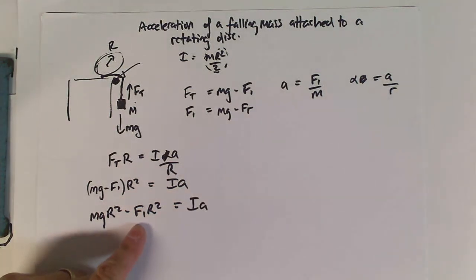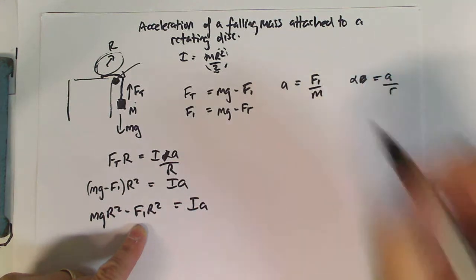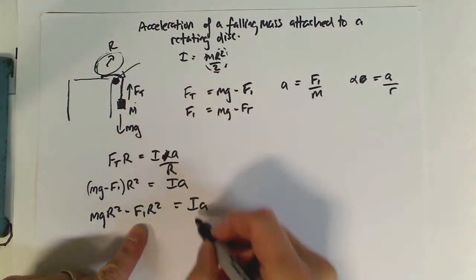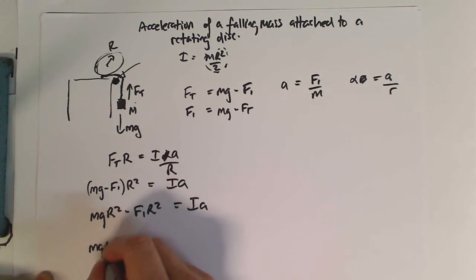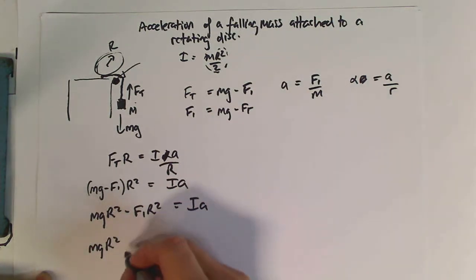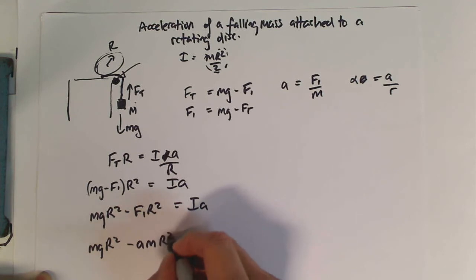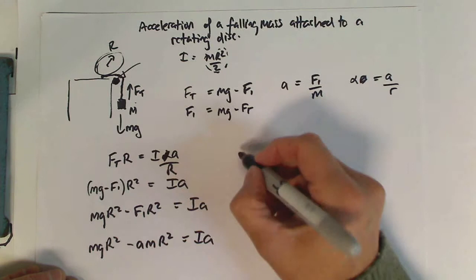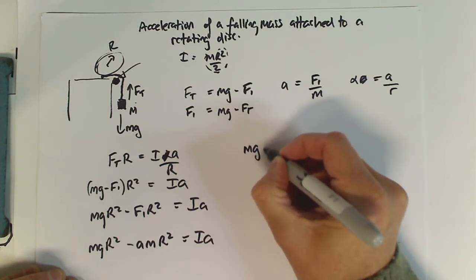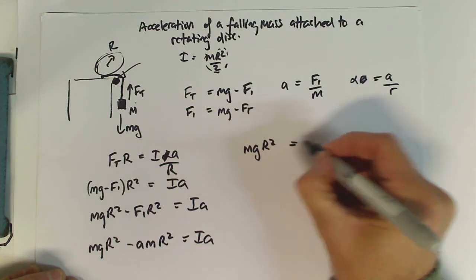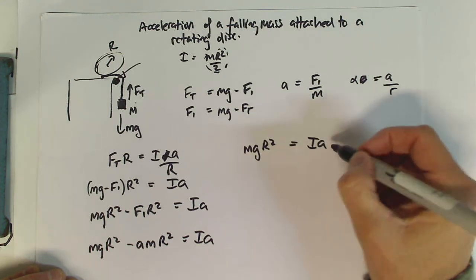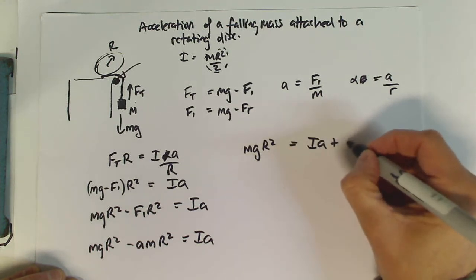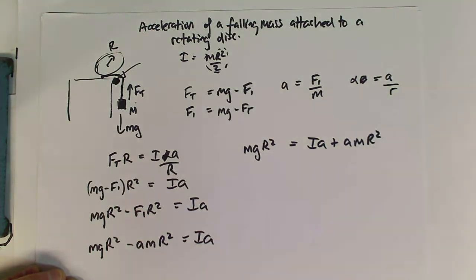Looks like we've got another substitution coming up with the F1. F1 is equal to AM from there. So we can go mg big R squared minus AM big R squared equals IA. Now what we're going to want to do is get the A's on both sides, right? That's always a sensible thing to do. So we can go mg big R squared is equal to big I times acceleration plus AM R squared.